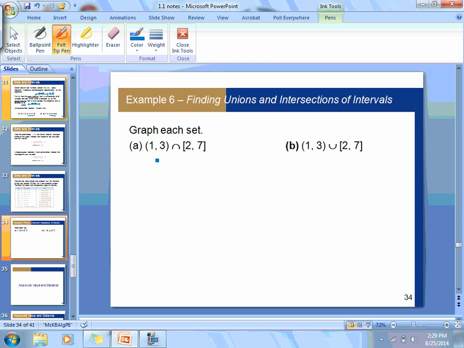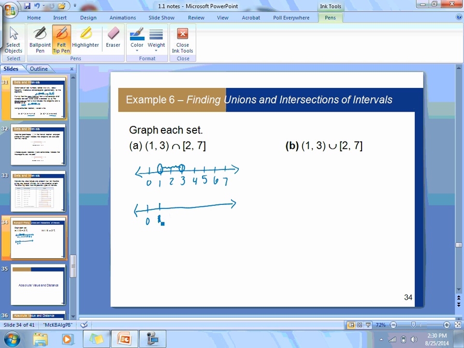Okay, in part A, these parentheses from 1 to 3, that's going to be our open interval from 1 to 3. So let me just draw a little number line here. 2, 3, 4, 5, 6, 7. So if I'm on the open interval from 1 to 3, that means I'm starting at 1 and I'm going to 3. I'm going to have open circles. I'm going to go between them. And then I'm going to draw another number line down below it. I'm going to try and draw the exact same one.